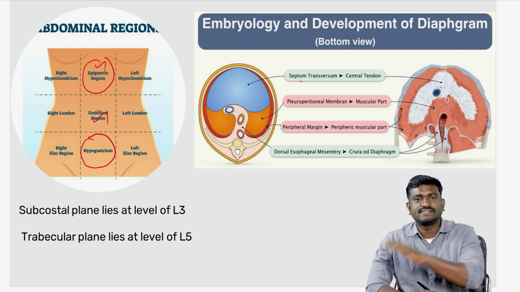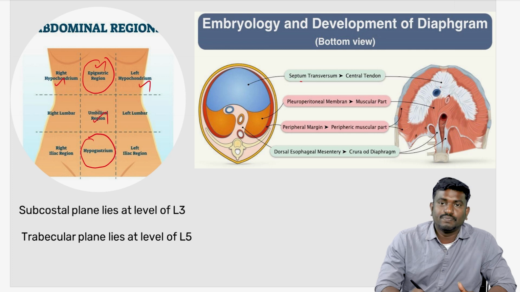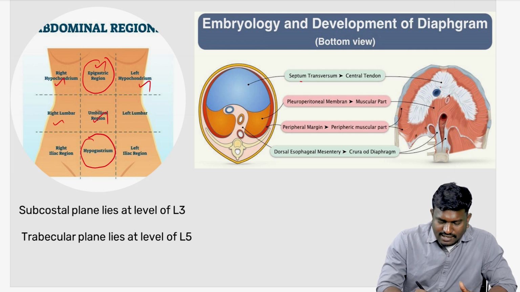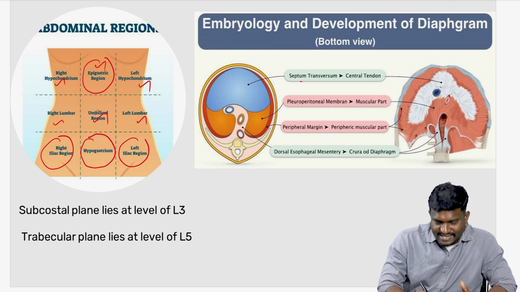Towards the left and the right side we have the hypochondrium. Right hypochondrium and the left hypochondrium. Here is going to be the right lumbar and the left lumbar, and here we have the right iliac region and the left iliac region.